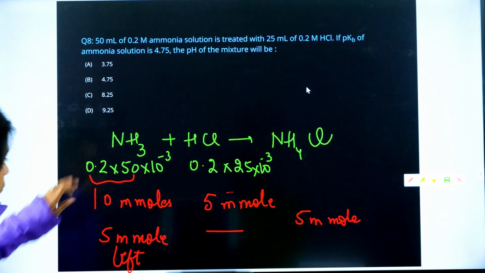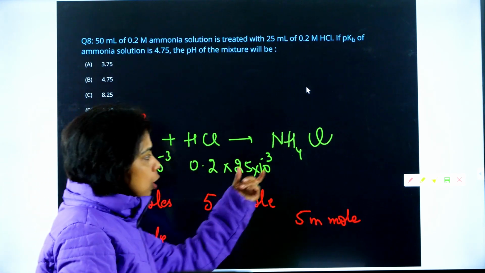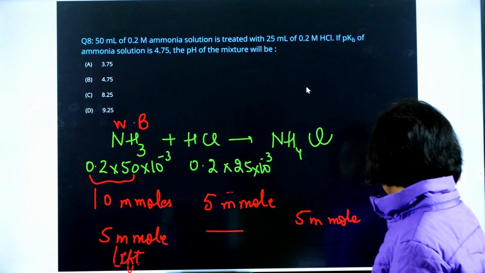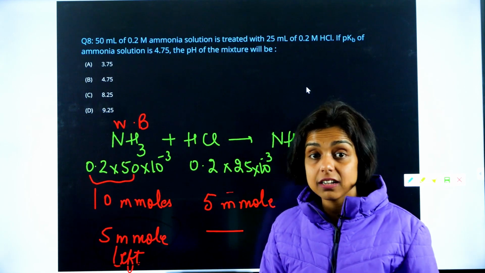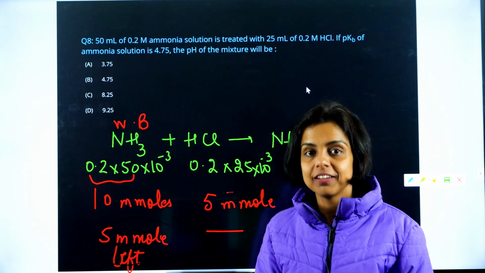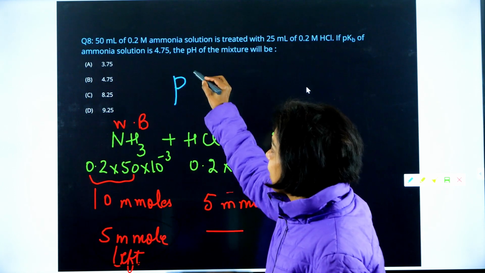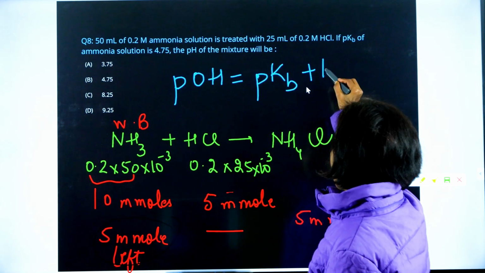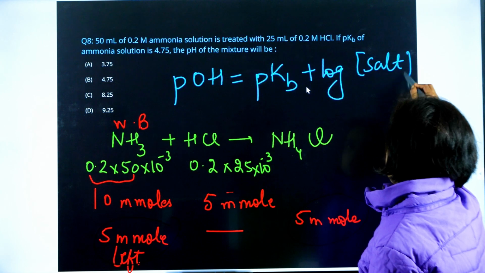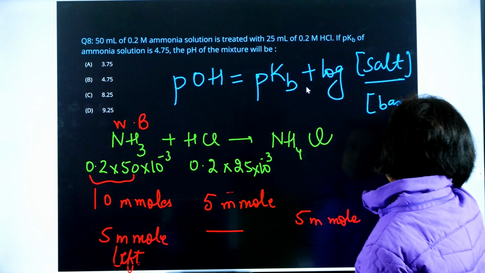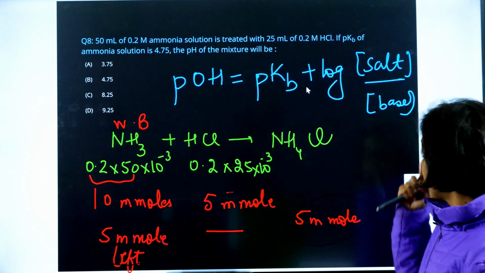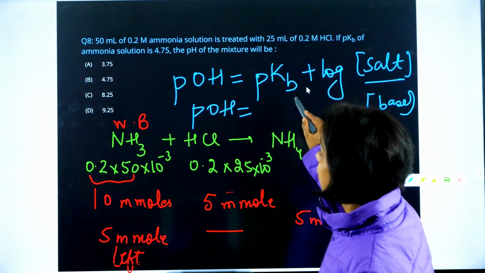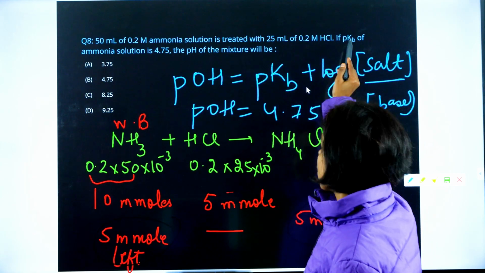Done. Now we have a weak base and the salt of this weak base with a strong acid, in equal amounts, right? 5 here, 5 here. So that makes a basic buffer. A weak base and its salt with a strong acid makes a basic buffer. So we'll use the Henderson-Hasselbalch equation to calculate pOH equals pKb plus log of salt by base concentration. Though the moles are equal, you can see equal moles of base and salt, so it gets cancelled out. So pOH will be equal to pKb, because it is log 1, which is 0. pKb will be 4.75, because it is already given in the question.